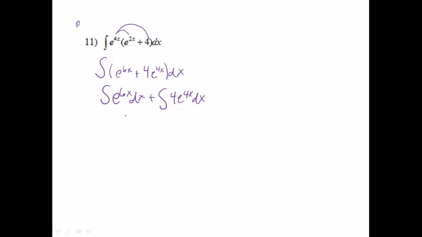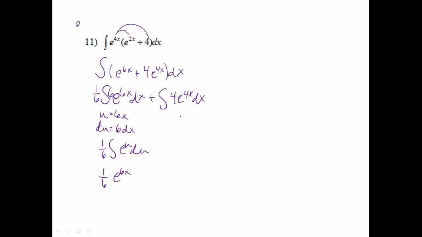Actually, for each of them, if there is one e in the problem, we will let u be the exponent. So in this problem, I'm going to let u equal 6x. Du, the derivative of 6x, would be 6 dx. I notice that I'm missing a 6 on the inside, so I will undo that by putting a 1/6 on the outside. So now this problem is a 1/6. Now this is going to be an e to the u du. And I know the integral of e to the u is just e to the u, so it's going to be 1/6 e to the u, and u is 6x. So that part is done.